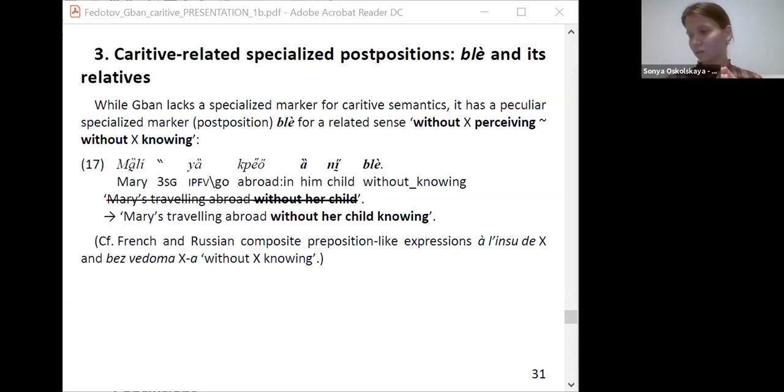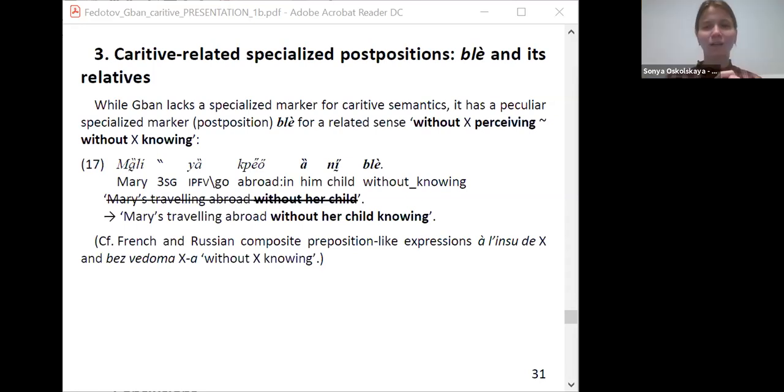Okay. And even there were some examples, although I'm not fully certain about their interpretation, where I tried to imagine situations where the person actually participated in the situation, but was unconscious, or something was wrong with his perception. For example, he was drunk. And in these cases, at least marginally, Blay is possible.